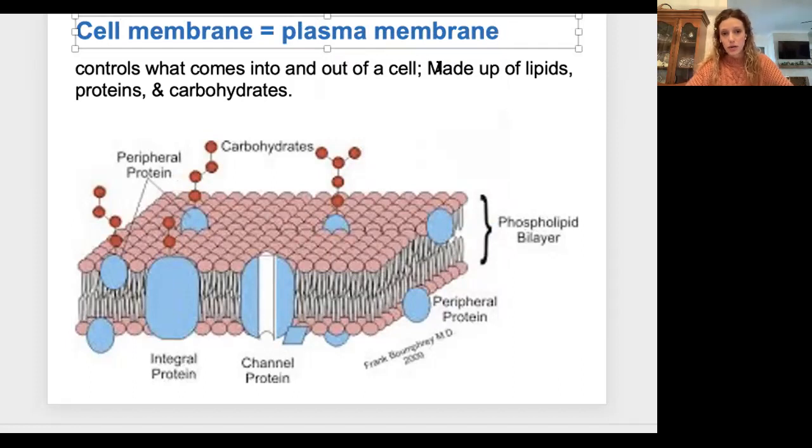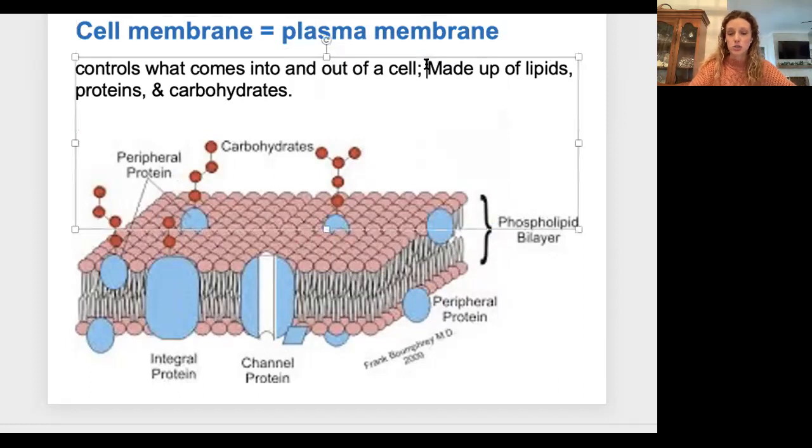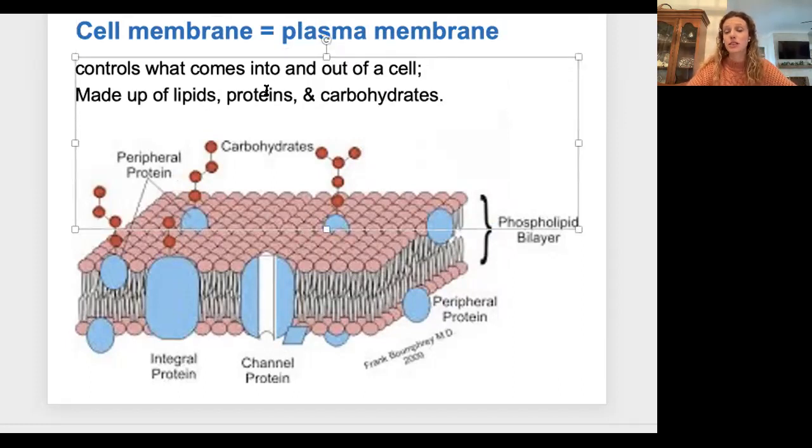So the plasma membrane is going to control what comes in and out of the cell. That's your first bullet point for this, and it's made up of lipids, proteins, and carbohydrates. If you just want to write carbs, there you go, abbreviate it. Basically, your lipids are going to be your little octopus guys. That's that little red top hat, and then the little tails are going to be the octopus feet. So I call my lipids my little octopus guys in the plasma membrane.